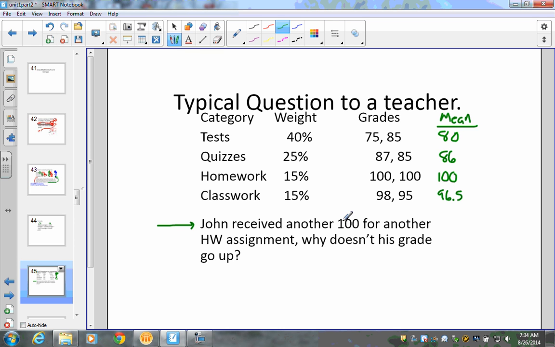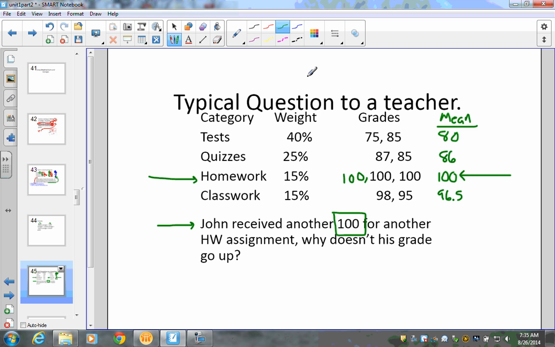Okay, and he makes another 100 for his homework grade. Now, here's the thing that I want you to observe. He already has an average of 100 for all of his homework grades. And so what that means is if you were to factor in yet another 100 into his grades, that does not change his mean score, which means his grade will not go up. And that actually goes for all of his categories.